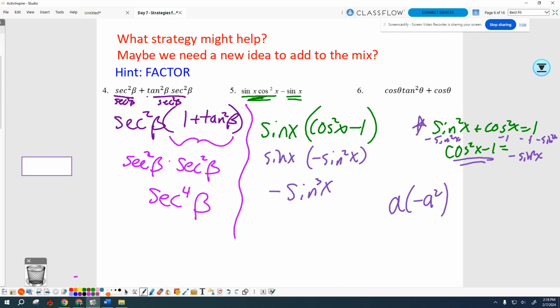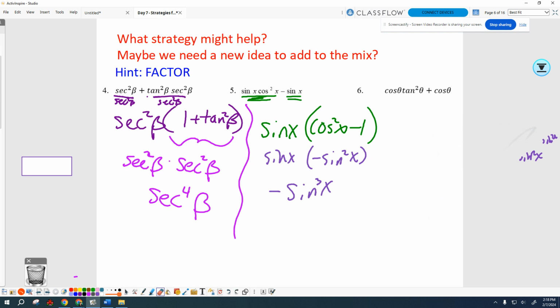Okay. Israel, the last one. Is there something that I can factor out in both pieces? Yeah, cosine theta. When we take a cosine theta out, what's left inside? The tan squared, and we have plus 1. Okay, Colin, using the Pythagorean identities on the front, can I get rid of anything?